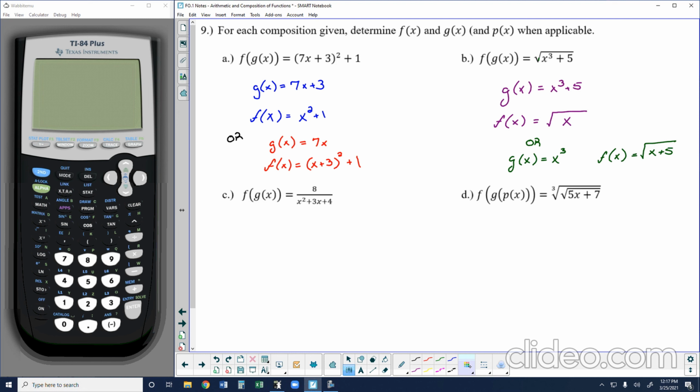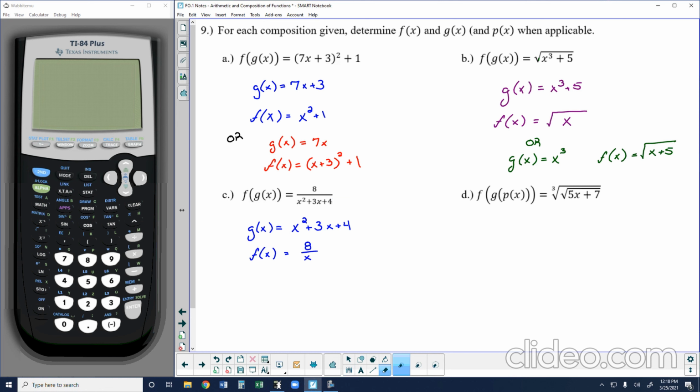Hopefully you had a chance to do 9c and 9d. I'm going to give you, again, two different options that we could have here. Let's say that I choose that the substitution occurred here, where the parentheses are marked. That means g of x, which is being substituted into f of x based on our notation, would have to be x squared plus 3x plus 4. And therefore, f of x would have had to have been 8 over x. So that's probably the route that most of you went.